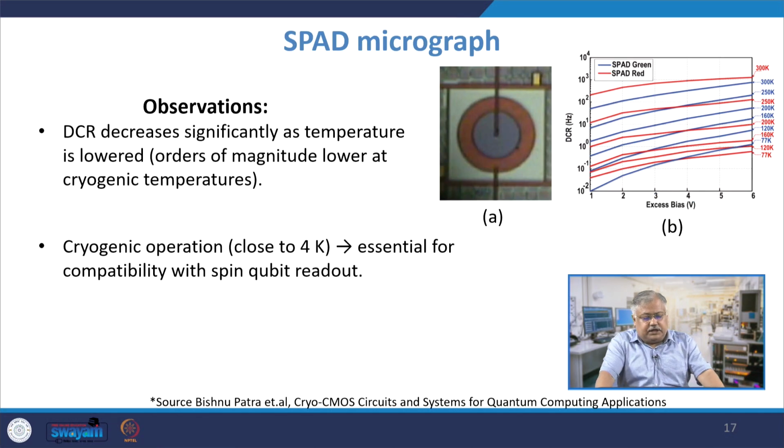As I discussed just now, the DCR decreases significantly with lower temperature, especially at cryogenic temperature close to 4 Kelvin. It is essential for any spin qubit readout compatibility. It becomes much easier to handle the SPAD, and at lower temperature my DCR value is very small. So, this is what we have learned about the SPAD micrograph. Please understand, its active area is pretty large, around 12 micrometer, and it is majorly used for detecting single photons.